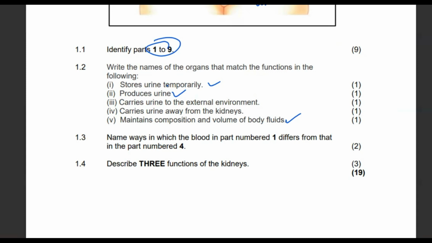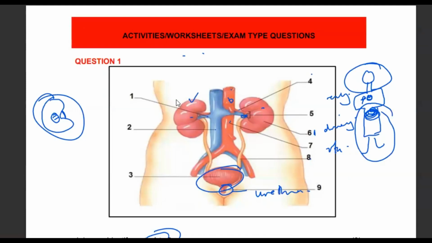They're saying, name the ways in which blood in part number 1 differs from the blood in part number 4. We go back and look at number 1 and then number 4. Number 4, remember, is the blood which is coming from the heart with the wastes. This waste must be purified so that urine can form, and then the blood goes back to other body parts when it's clean.